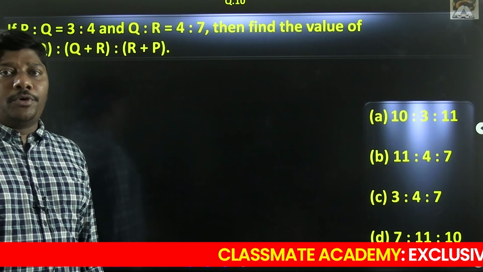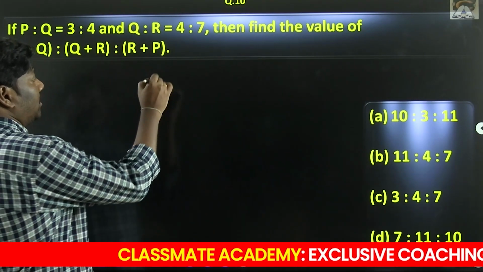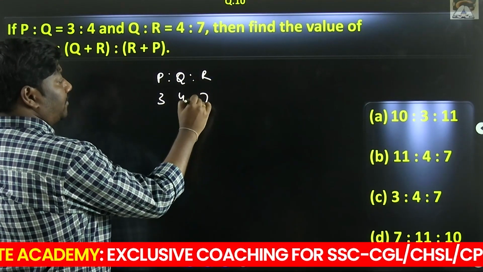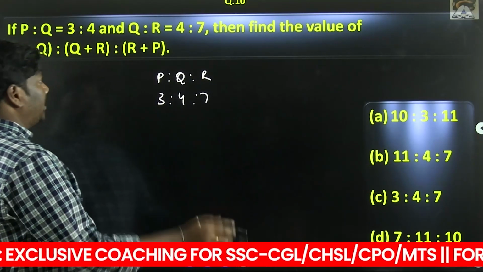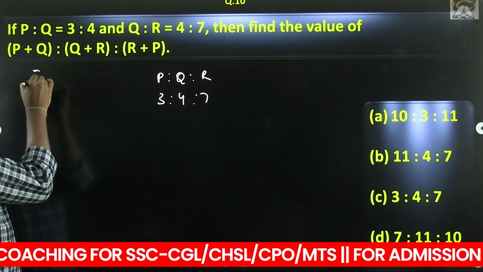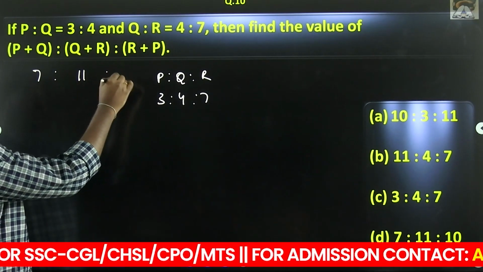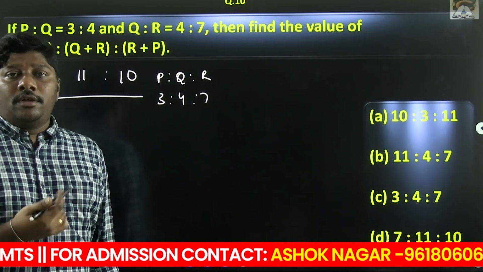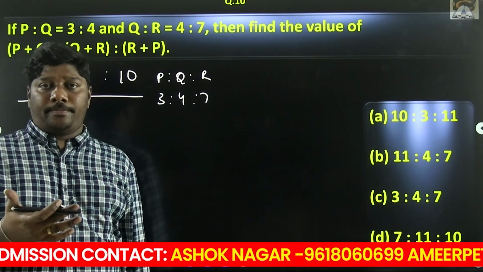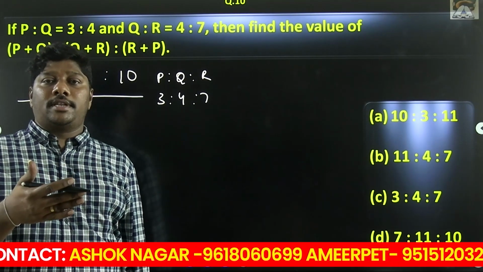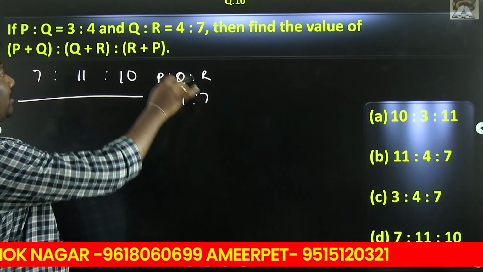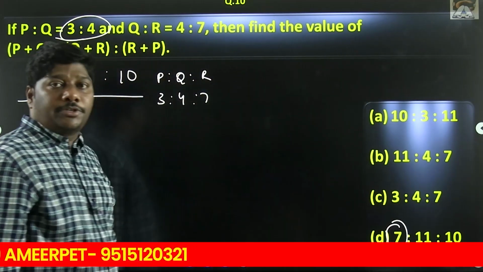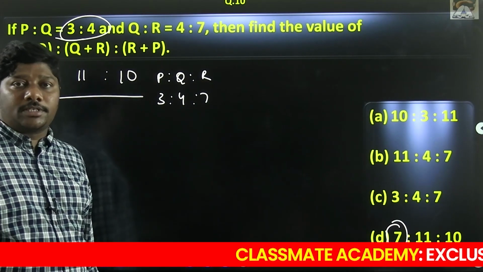P is to Q is 3 is to 4. Q is to R is 4 is to 7. So if you look at P, Q, R, it is 3, 4, 7. He's asking you P plus Q, Q plus R. P plus Q is 3 plus 4, 7. Q plus R is 4 plus 7, 11. P plus R is 3 plus 7, 10. It's the easiest of all the questions. The given ratio is very clear, it's like 3:4:7. The moment you look at P plus Q, it should be 7 parts. There also you can say it is 7, it's a multiple of 7. There is only one option which is there.